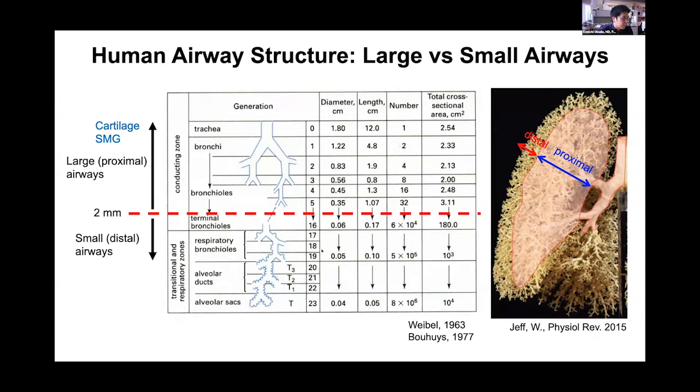So the number and the surface area of small airways is actually exponentially higher than large airways. Although this image shows most of the area dominated by proximal airways, the total surface area is much higher in this region, only about 2 centimeters from the distal region of the airways. That's a unique characteristic of the lung.